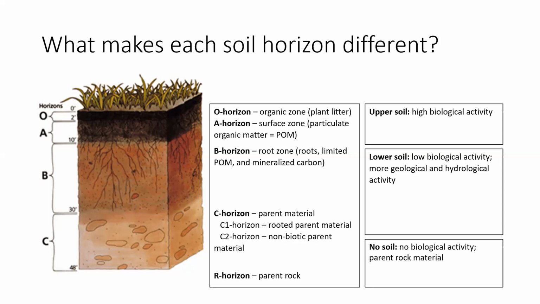So this lower soil in the middle has biological activity, but tends to be more geological and hydrological in its characteristics, remembering those 4 circles that I showed. And then lower down, the C2 and R horizons have no biological activity and are only parent rock material, either solid in the R horizon or somewhat fractured in the C2 horizon. And therefore, they're actually not part of the definition of soil.